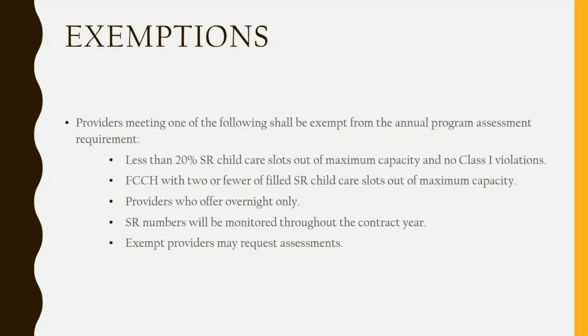And again, throughout the school year, starting in July 2019, we'll have to monitor your numbers. So if at the start of the year you don't have enough children, you're still below the 20%, but somehow you jump over, we will have to come out and do an assessment. And again, we're promoting quality using the CLASS tool.